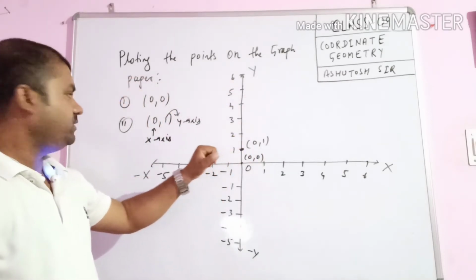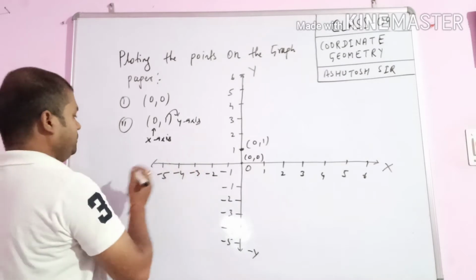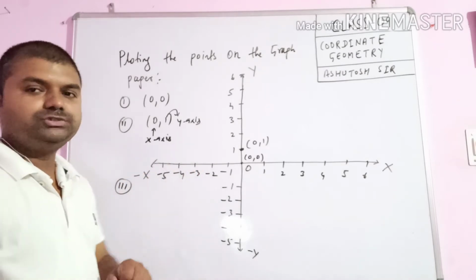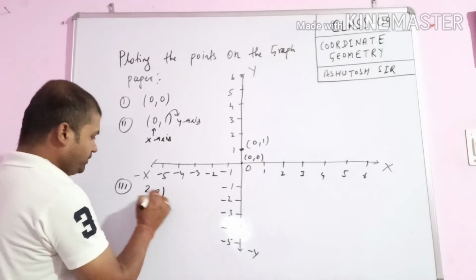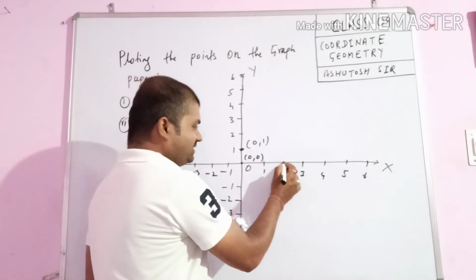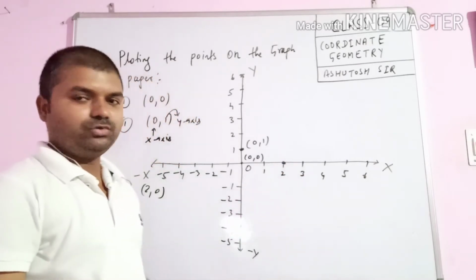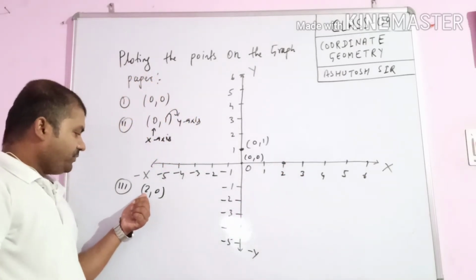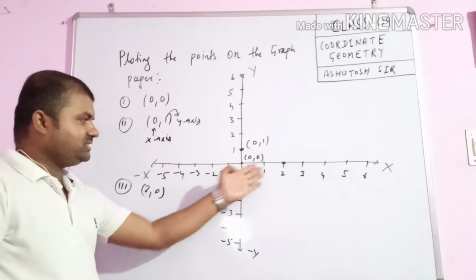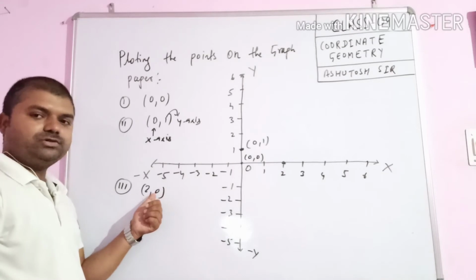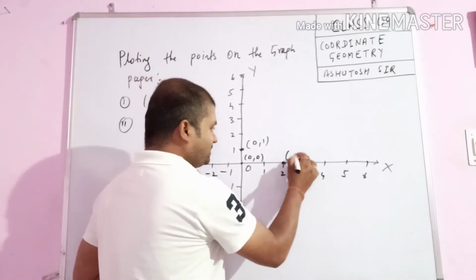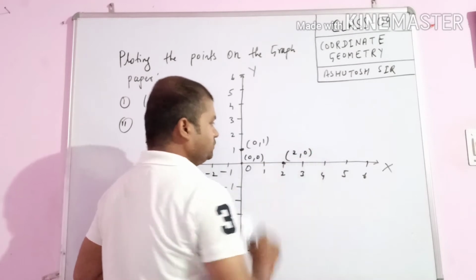Next, if you have a question, plot the point 0, 2 or 2, 0. Suppose we have 2, 0. Then 2 is on the x-axis and the y distance is 0. Let us see here. The distance on the x-axis is 2 units and the distance on the y-axis is 0 units. So the point 2, 0 is on the x-axis.